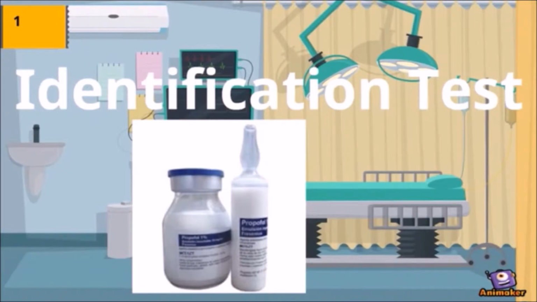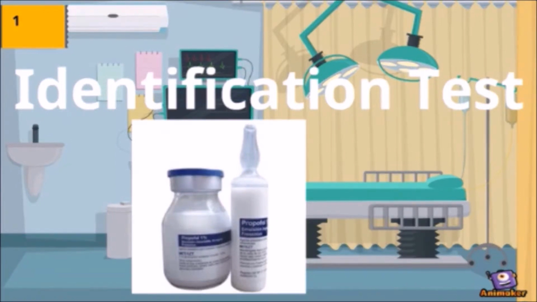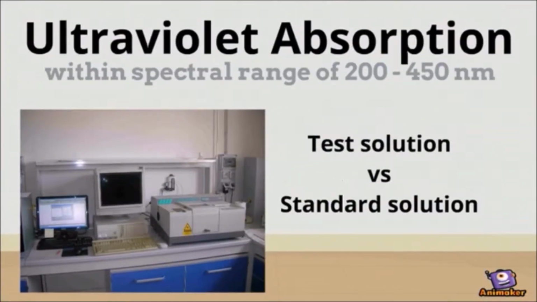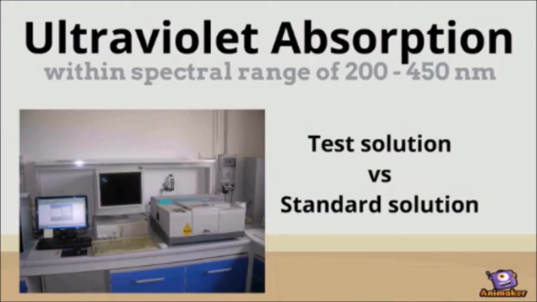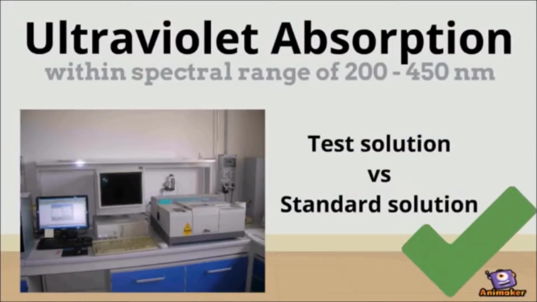Firstly, according to United States Pharmacopoeia 32nd edition, the identification test is done by ultraviolet absorption or liquid chromatographic system to check for the active pharmaceutical ingredient in the product. For UV absorption, it is to compare the absorbance of test solution and standard solution within the spectral range of 200 to 450 nanometers. The requirements are met when the absorption spectra of both solutions show maximum and minimum values at the same wavelength and absorbance ratios are within specified limits.